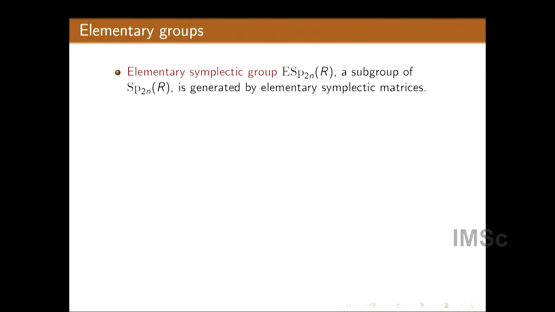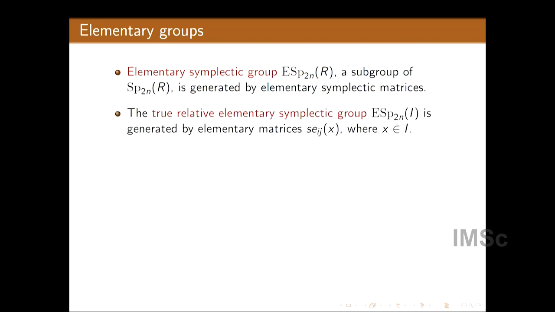So these matrices belong to the symplectic group. These are called elementary symplectic matrices, and the subgroup generated by them is called the elementary symplectic group generated by these elements. In this setup also, one can talk about the elementary symplectic group over the ideal generated by Seijx, where x is in the ideal, and then one can take the normal closure.